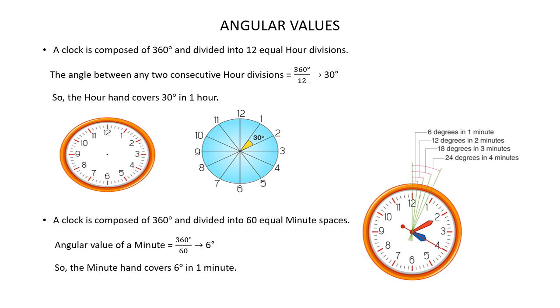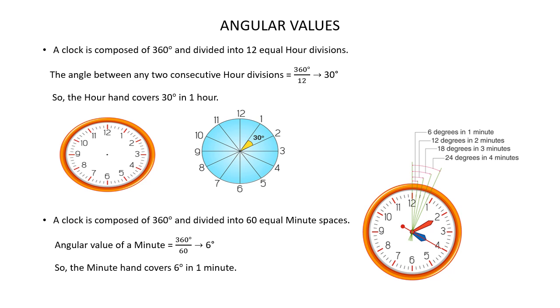So as you can see here, since the clock is a circle, there will be 360 degrees. Also you can see that the clock is divided into 12 equal hour divisions, and each hour division is further divided into 5-minute spaces, which means there are 60 equal minute spaces in a clock. So there are 60 equal minute spaces and there are 360 degrees in a clock, which means 60 minute spaces is equal to 360 degrees.